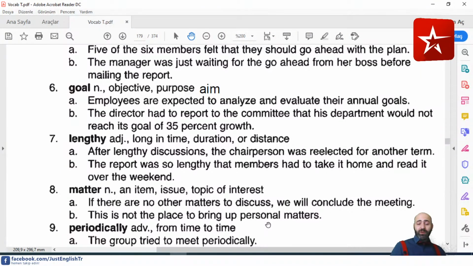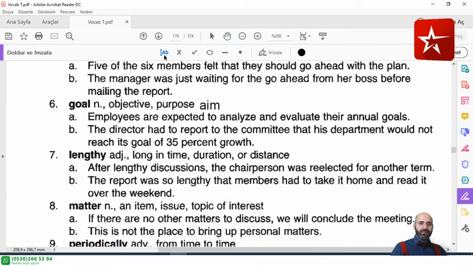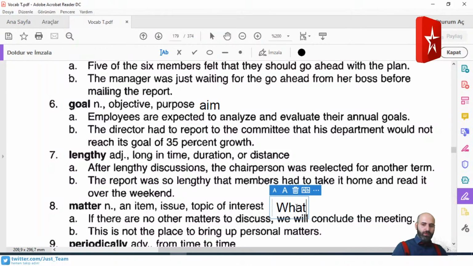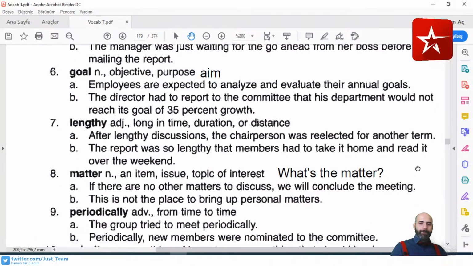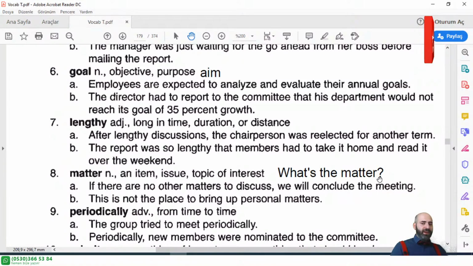There is one very popular phrase, what's the matter? Do you know the meaning of it, guys? I'm sure you have heard this. And do you know the meaning of this phrase, what's the matter? It means something like what is the problem, what is the issue, or what is happening.